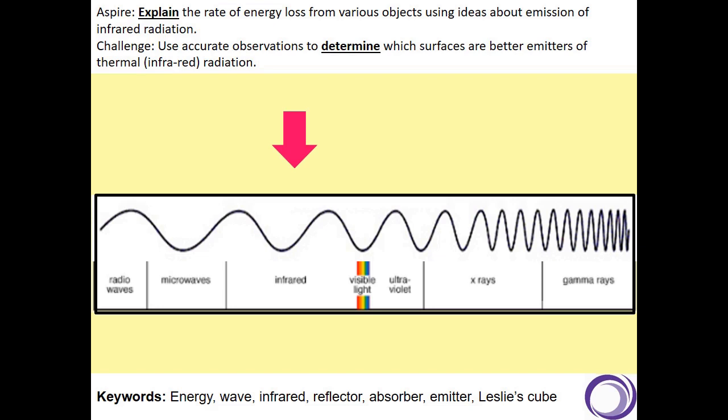So visible light, if we put it in the middle: red, orange, yellow, green, blue, indigo, violet. Infrared on the left with a bigger wavelength than visible light, and then ultraviolet with a smaller wavelength than visible light. Radio waves, biggest wavelength, then microwaves, then gamma and X-rays, smallest wavelength but biggest frequency.